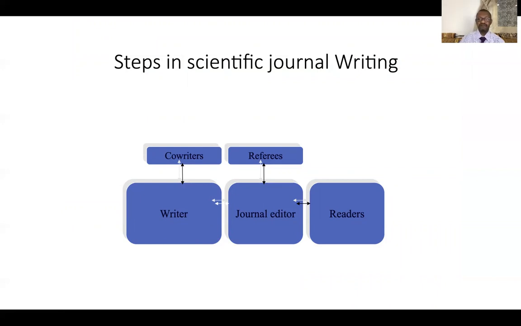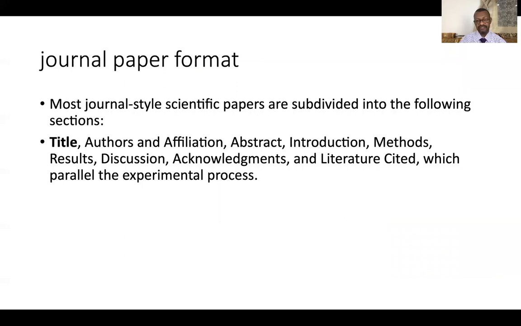Scientific journal writing is an interaction between the authors and co-authors, between the referees and journal editors, and between the readers. It's a very complex circle. And if you know well how to avoid this, of course, your article will be easy.